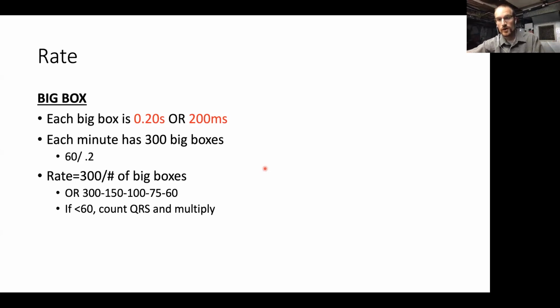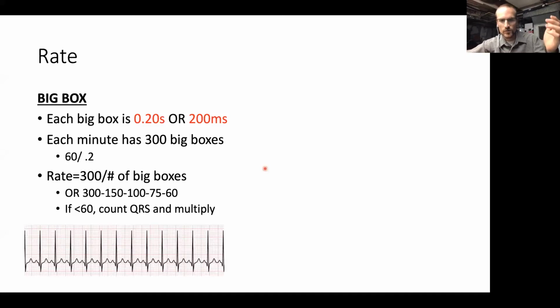If you have two big boxes, it's 150. 300 divided by 2 is 150. Divided by 3 would be 100. 4, 75. 5 is 60. I would hazard if you get below 60, it's not worth memorizing what 300 divided by 7 is. It's somewhere in the 40s. Purely because at that point you should just count and multiply.